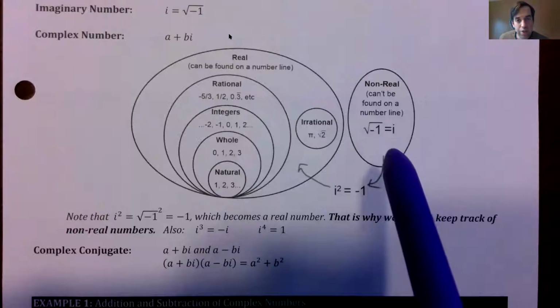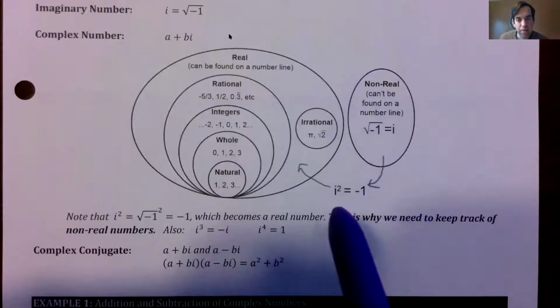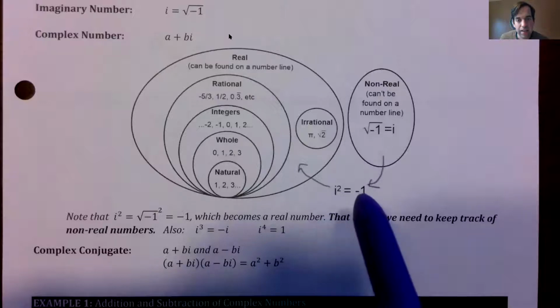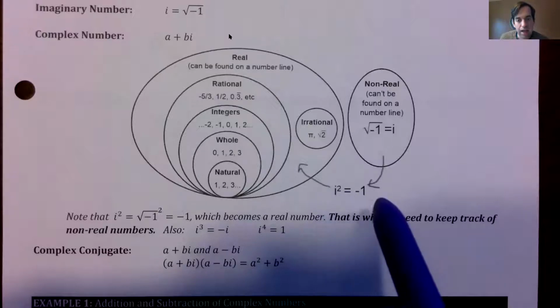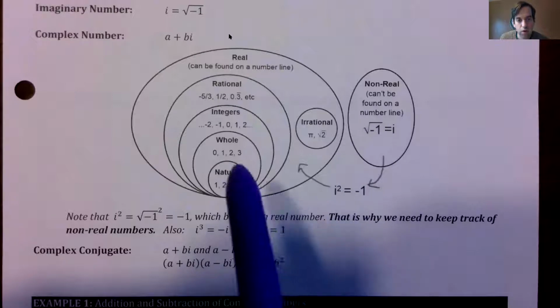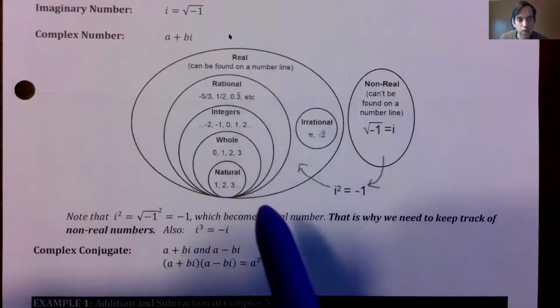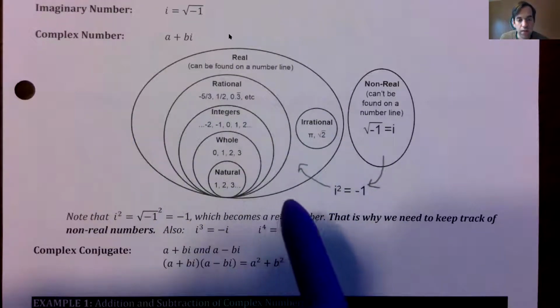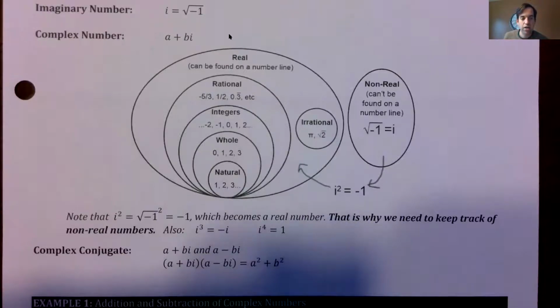However, we do want to keep track of it, because if we ever get into a situation where we want to square it, i squared is negative 1. If you take the square root and multiply it by another square root, the square roots cancel out, so we're left with negative 1, which pops it into the real number realm. So that's why we want to track imaginary numbers.